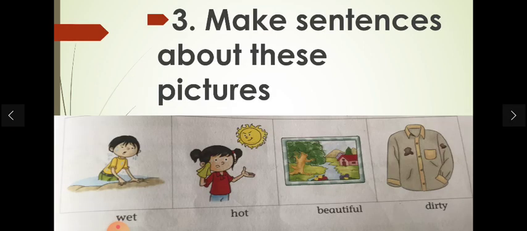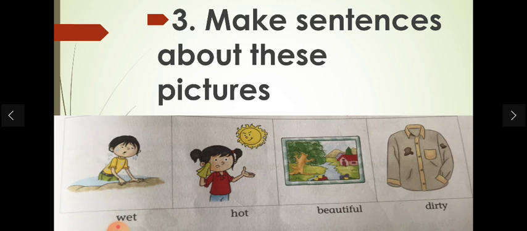Okay, now you have to perform one activity which is given in your book. Make sentences about the pictures. Here are given some pictures. You have to make the sentences about these pictures. So, first picture is wet. So, you can write, I do not like wet clothes or wet places very much.